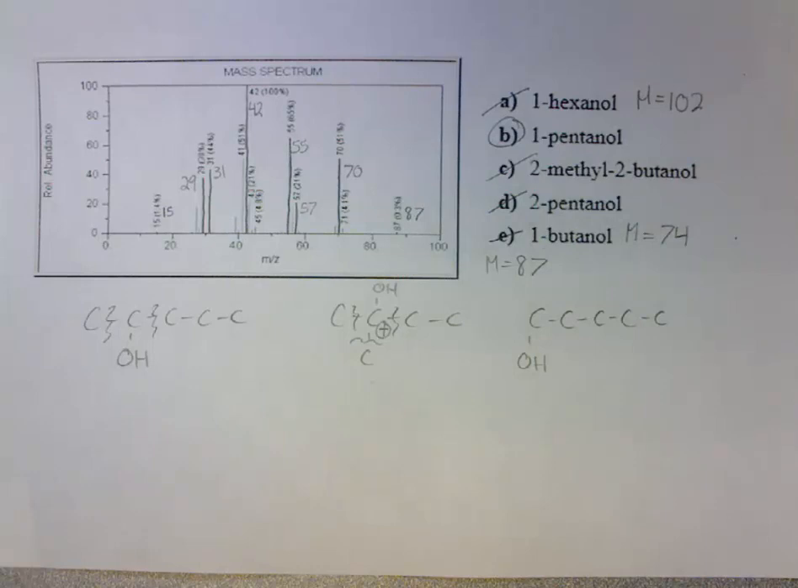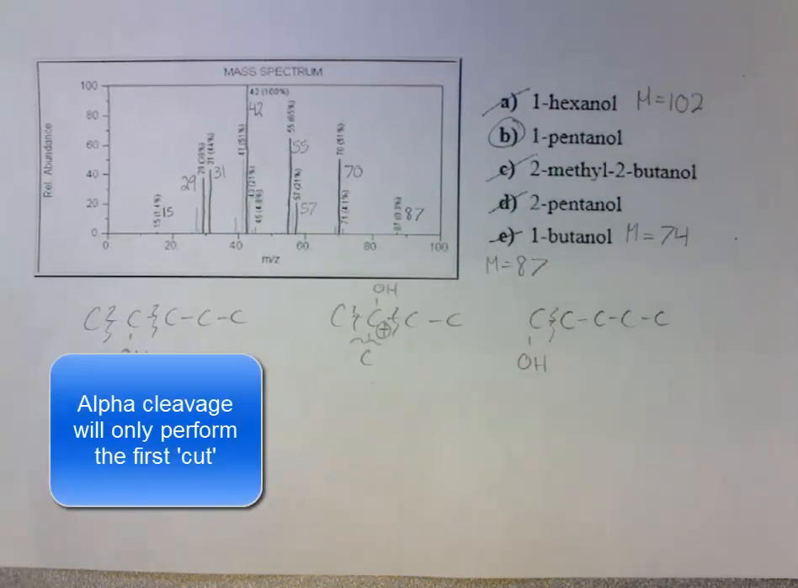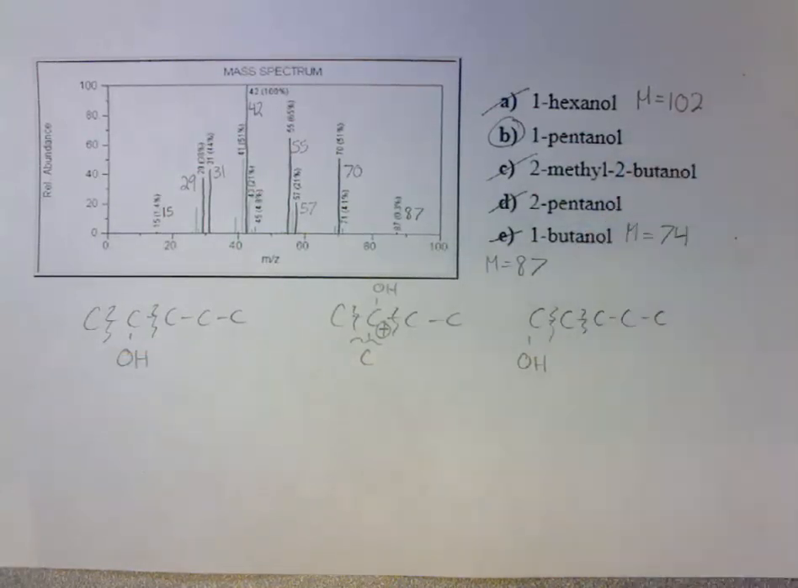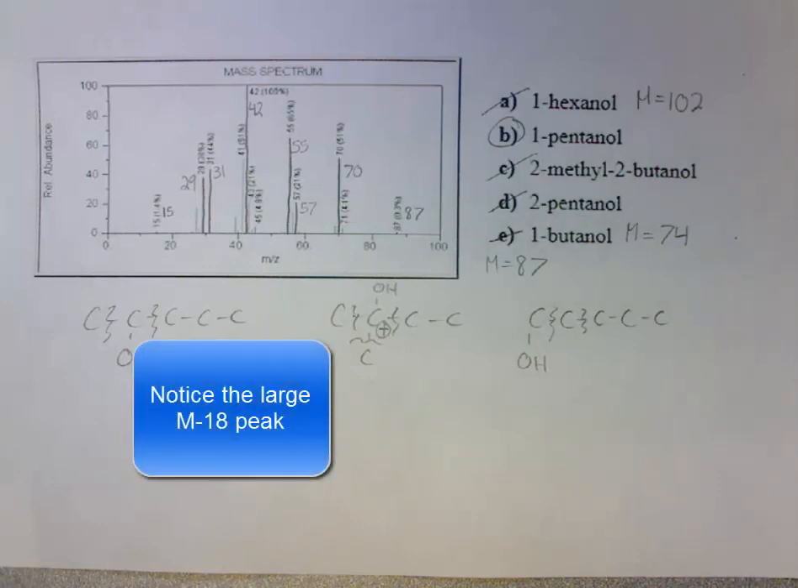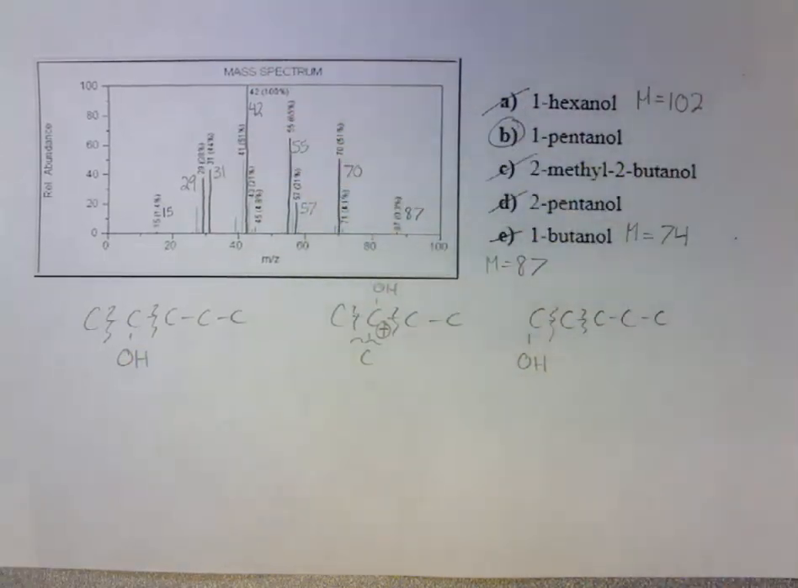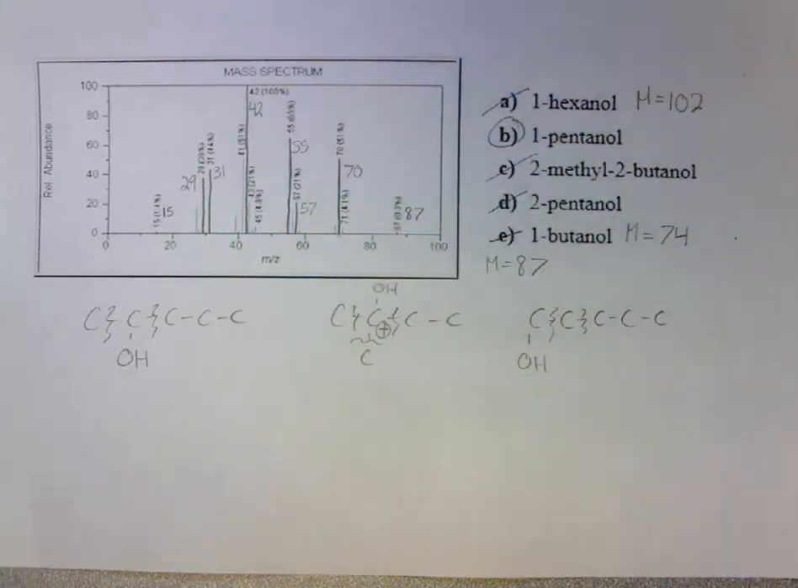If we have alpha cleavage, we will cut here, and we can also cut here to form 2 secondary carbocations. This, along with the loss of water, will give the desired peaks on the spectrum, notably the 42 base peak.